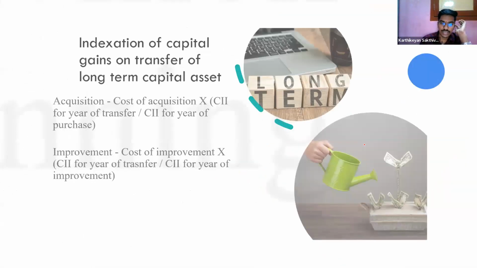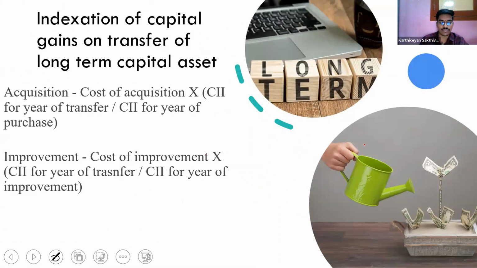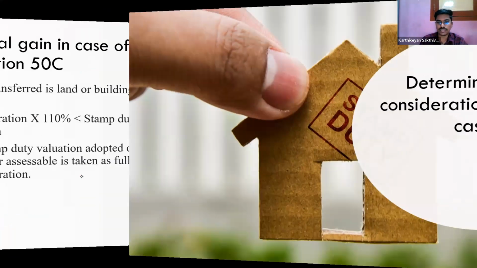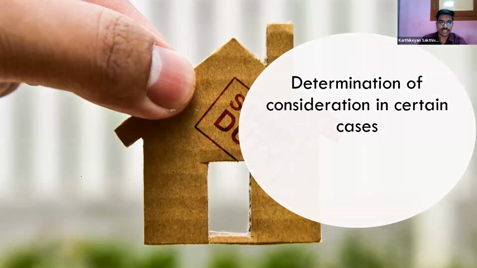Okay, so in case of acquisition, cost of acquisition into cost inflation index for the year of transfer divided by year of purchase, or cost inflation index for the year of transfer divided by year of improvement. So this will be your format for computation of capital gains. Full value of consideration minus expenses in connection with transfer is going to give me net consideration. So from that I have to deduct cost of acquisition or indexed cost of acquisition. Indexed cost of acquisition in case of long term, indexed cost of improvement in case of long term, cost of acquisition or cost of improvement in case of short term. Gives me the answer.